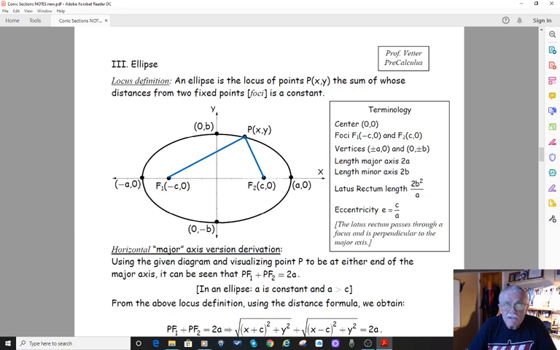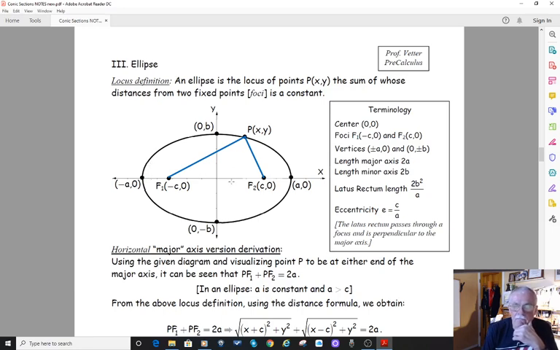Definition of an ellipse. Locus again means location, or a set of points. So an ellipse is the locus of the set of points x, y such that the sum of the distances from two fixed points, called the foci, F1 and F2, is a constant. In other words, the distance from F1 to point P on the ellipse plus the distance from P to F2 is a constant.